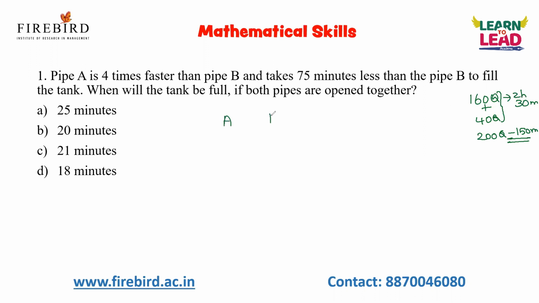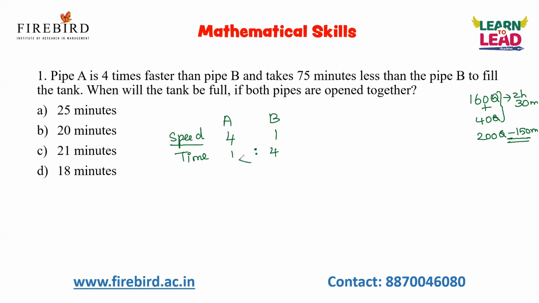Now, see here. Let us take pipe A and pipe B. Pipe A is 4 times as fast as pipe B. So here they are talking about the speed. So if B is 1, A's speed will be 4. And A takes 75 minutes less than B to fill the tank. And you should know that the relationship between speed and time is inversely proportional. If speed is 4:1, time will be 1:4. When will the tank be full if both the pipes are open together?